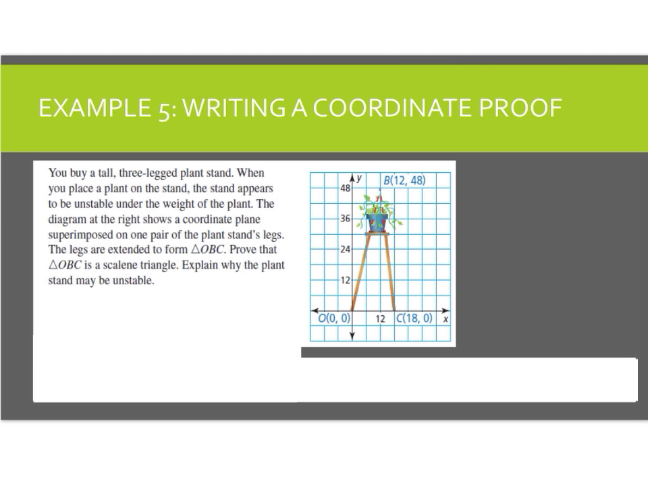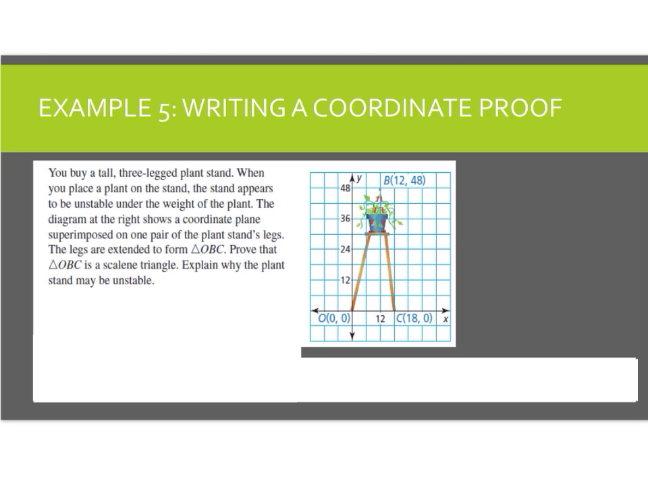All right, let's take a look at this final example. Again, writing a coordinate proof. In this case, a real-world situation. You buy a tall, three-legged plant stand. When you place a plant on the stand, it appears to be unstable under the weight of the plant. The diagram at the right shows a coordinate plane superimposed on one pair of the plant stand's legs. The legs are extended to form triangle OBC. Prove that triangle OBC is a scalene triangle. Explain why the plant stand may be unstable.